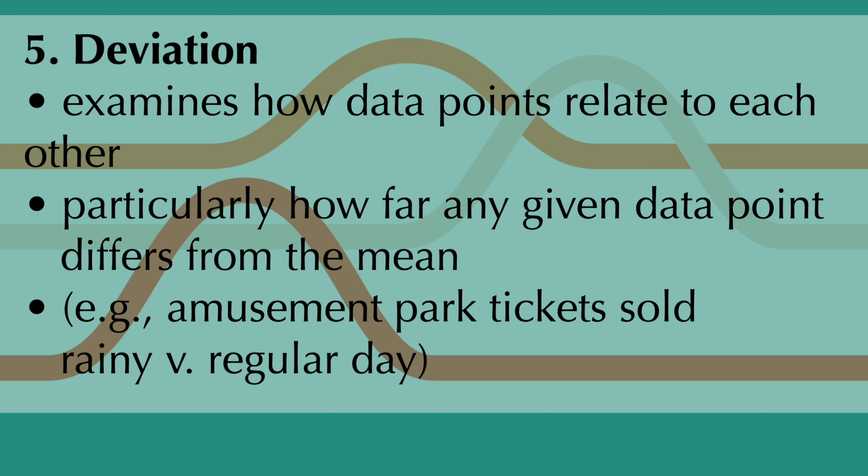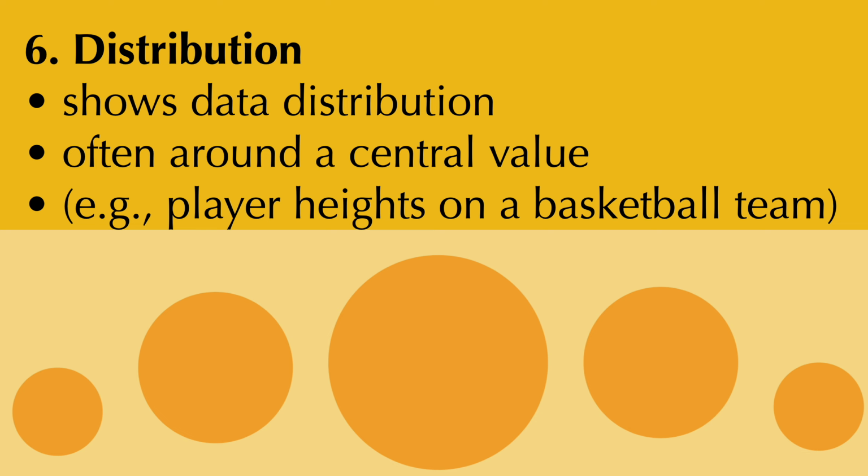5, deviation. This examines how data points relate to each other, particularly how far any given data point differs from the mean. For example, you have amusement park tickets sold on a rainy versus a regular day. So the regular day would be the mean, and if it was rainy, that would be a variation from that, and would normally lower the amount of amusement park tickets sold.